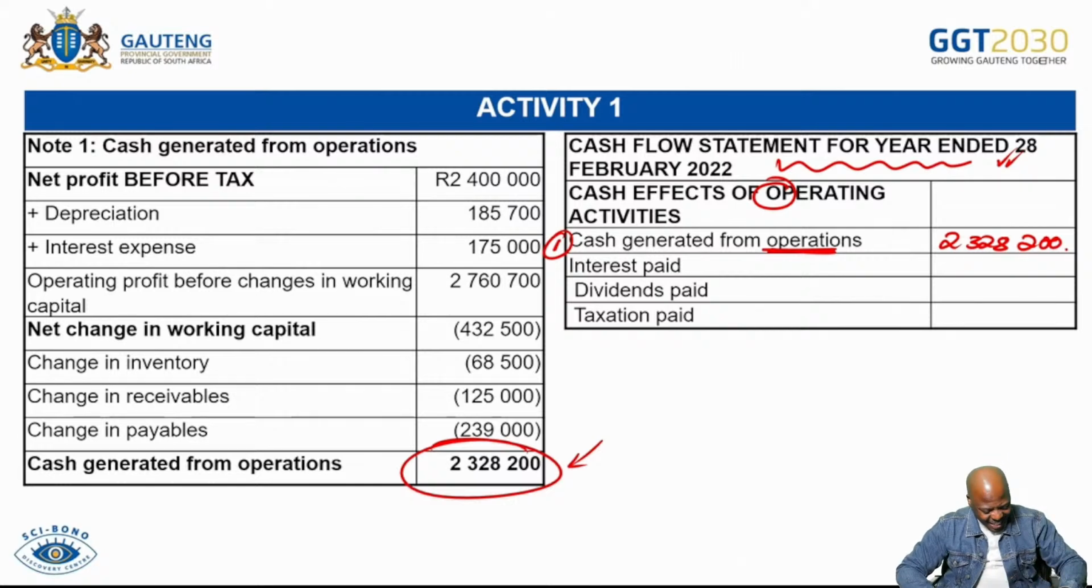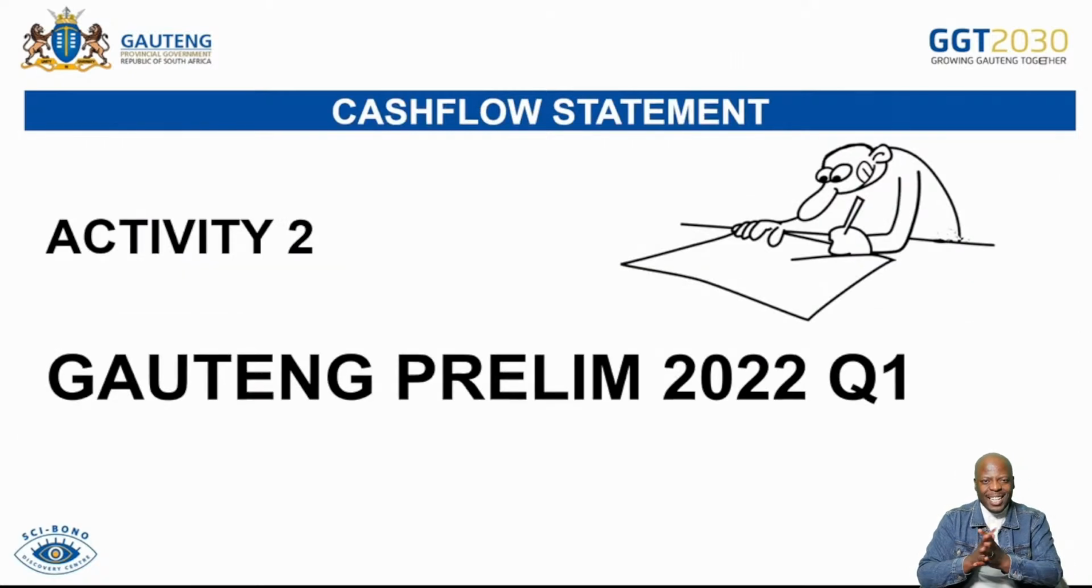All right. So let's quickly go on to the next aspect then. The next aspect is going to be a new activity now. The one where I said I'm going to show you the smarter way, the quicker way, the faster way. I'm going to show it here now. Are you ready? Now, the next activity is definitely from Gauteng. It's our own Gauteng prelim paper for the year 2022. And my focus is question number 1. Are you ready? If you're ready, let's do it together.